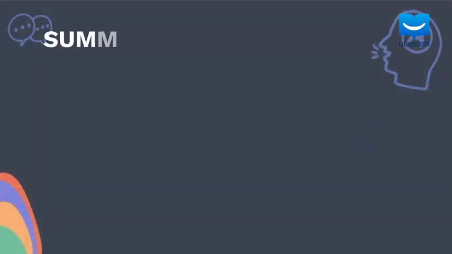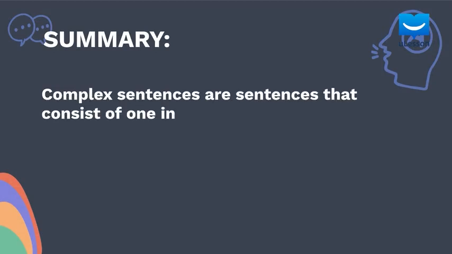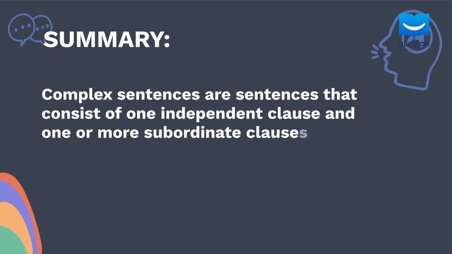Great work! We've learned that complex sentences are sentences that consist of one independent clause and one or more subordinate clauses. What are you waiting for? Start practicing.